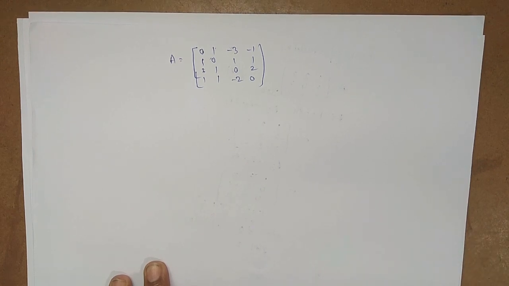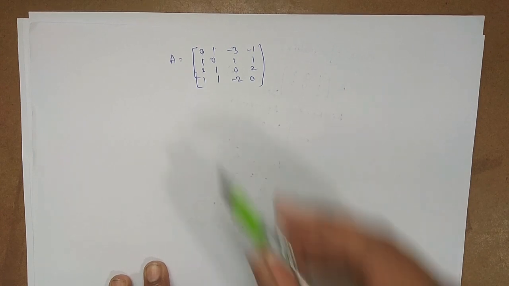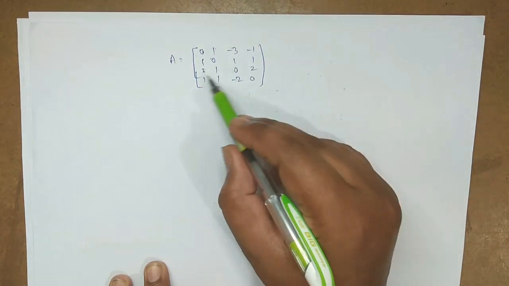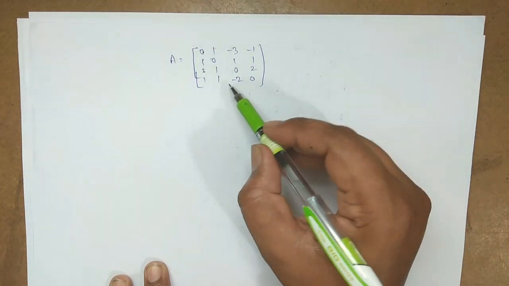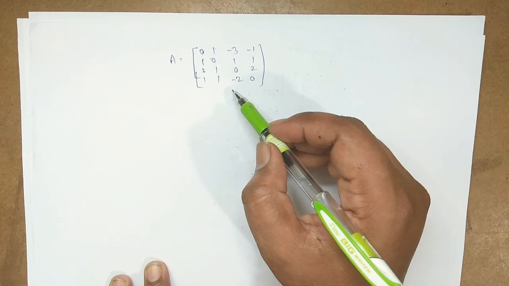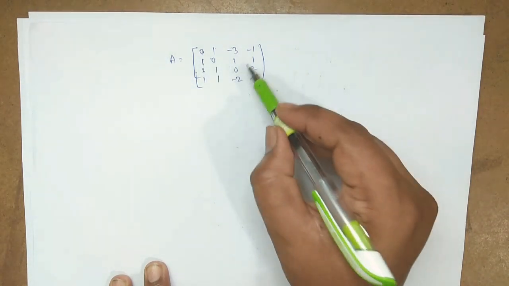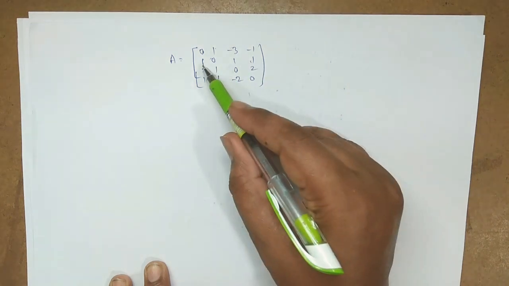Now you have to perform the column operations first. These are the columns, right? 1, 2, 3, 4, 4 columns. These are the rows. So you have to make this element 0 by using this element. Again, make this element 0 by using this element.